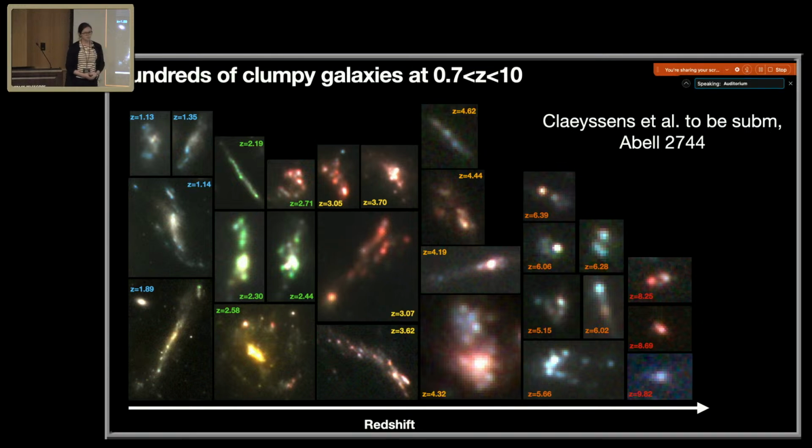So I show here a subsample of clumpy galaxies from Abell 2744 from redshift 0.7 to redshift almost 10. And you can see that we have a lot of different types of galaxies, different inclinations, different colors, different morphologies, different redshifts. So it's a lot of different things in the same sample.